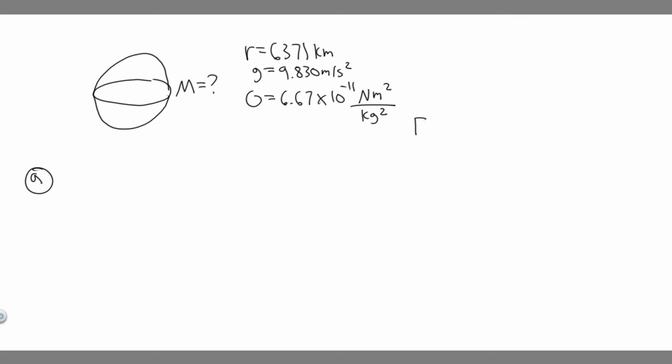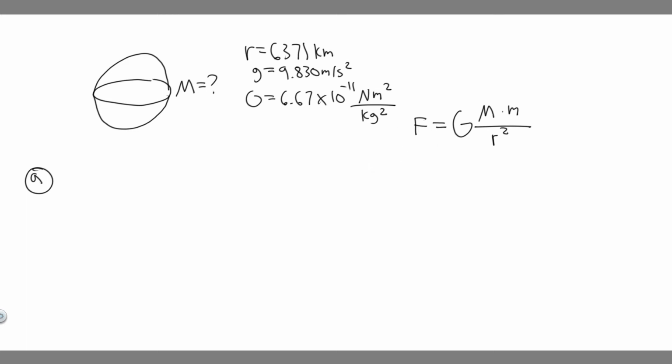is equal to G, which is the gravitational constant, multiplied by M times m. These are just the mass of two objects. In this case, M is going to represent the mass of the Earth, and then the lowercase m is just an arbitrary object. And then you divide that by the radius squared. So what F represents in this case is just going to be the force of gravity.